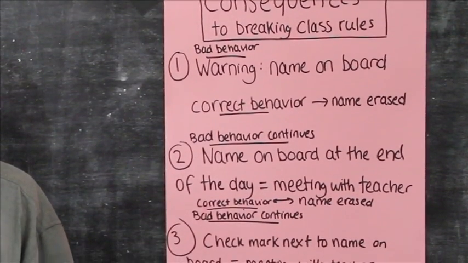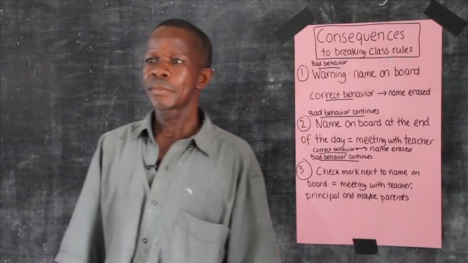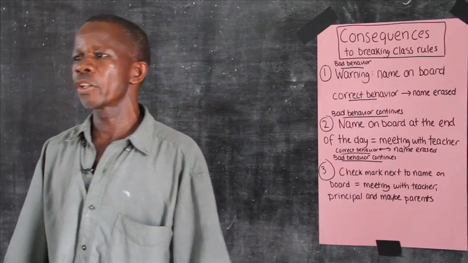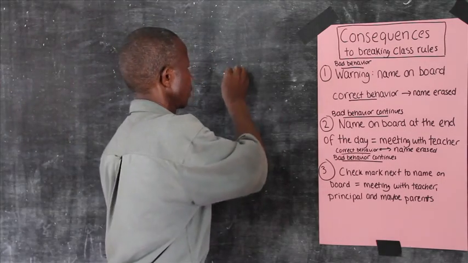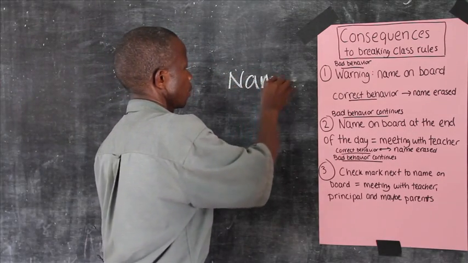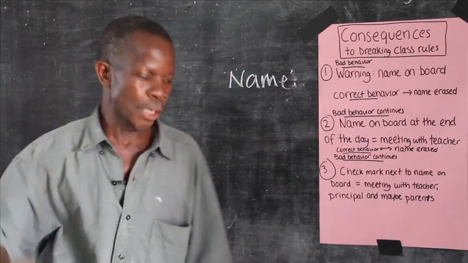Watch how the teacher clearly communicates a three-step approach to handling discipline problems. There are consequences in breaking the rules. The first time you break the rule, I write down your name. If you change your behavior correctly, I erase your name.